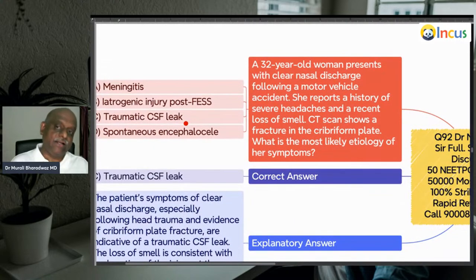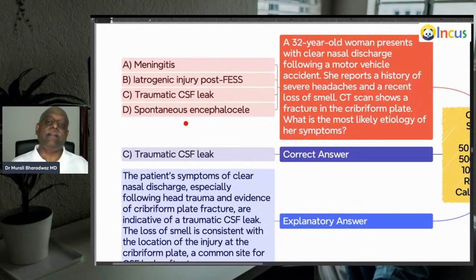A 30-year-old with clear nasal discharge following a motor vehicle accident. Severe headache, recent loss of smell. Cribriform plate fracture. What will it lead to? Traumatic CSF leak.